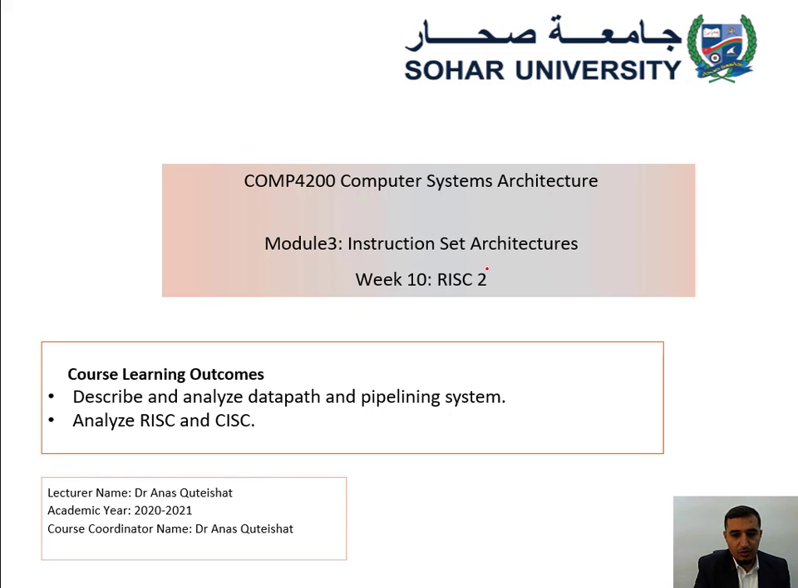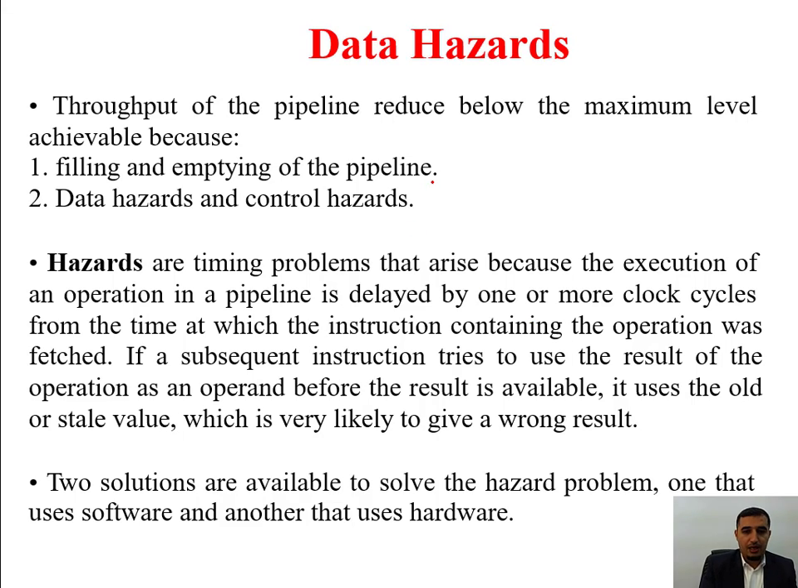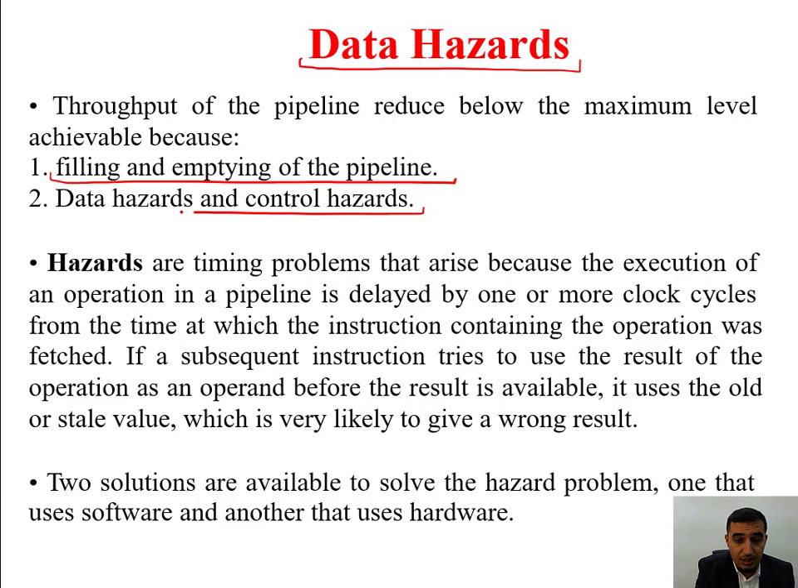In this week, we are going to discuss part 2 of the reduced instruction set computer. In particular, we are going to discuss the data hazards that may happen in this computer and how we can avoid them. First of all, the throughput of the pipeline is reduced by the maximum level available. Basically, filling up and emptying the pipeline will give us some reduction in the throughput of the pipeline. The second part is the data and control hazards that may occur.